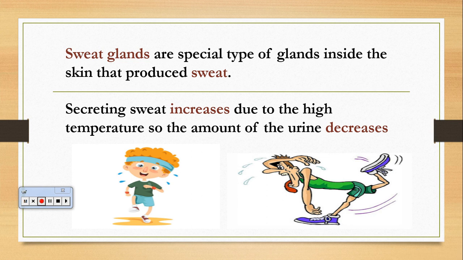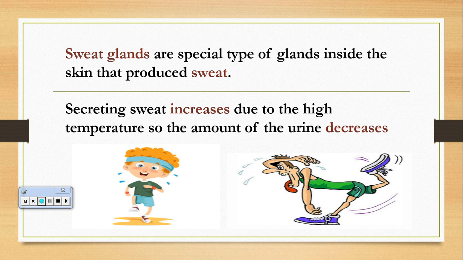Every part in your body is responsible for something. Sweat glands are responsible for secreting sweat. Secreting sweat increases due to high temperature. If we are in the summer and your body has an amount of water, it will get rid of some of it in the form of urine, and the other part in the form of sweat. But in the winter, there is little secretion of sweat, so a big amount of water gets out of your body in the form of urine. So we go to pee a lot.